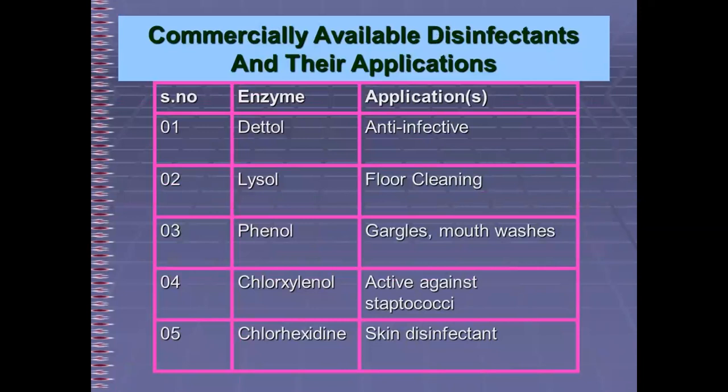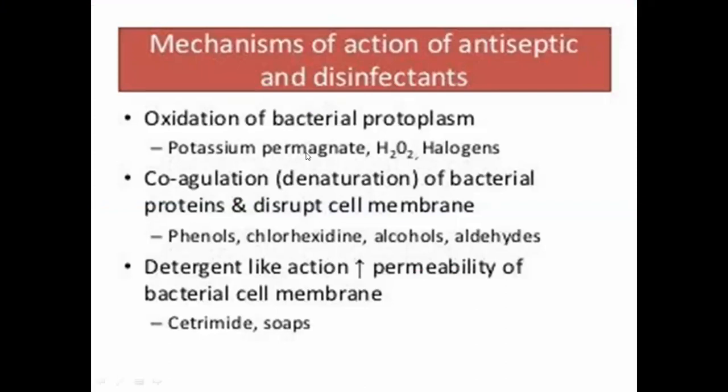The next point, different. How the antiseptic and disinfectant act, that is the mechanism of action, in which oxidation of bacterial protoplasm. To understand this mechanism of action, you should know the structure of the bacterial cell: protoplasm, cell wall, plasma membrane. On all these components of the bacterial cell this agent acts, shows its action and inhibits the growth of microbes. First one, oxidation of bacterial protoplasm. Examples: potassium permanganate, hydrogen peroxide, and some halogens. In halogens, either chlorine, iodine, or iodophore.